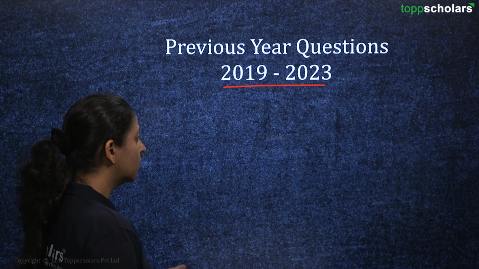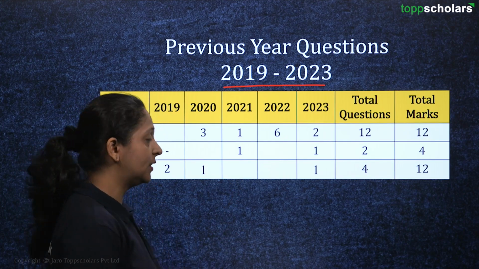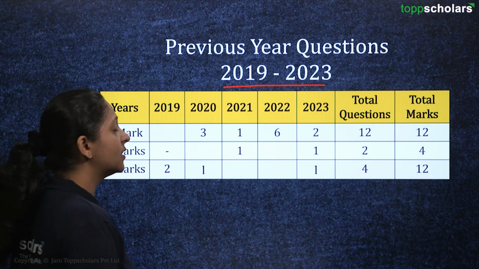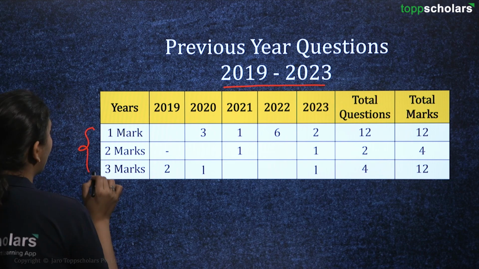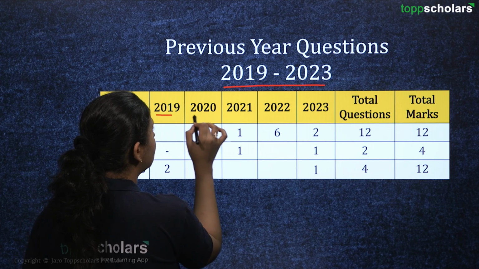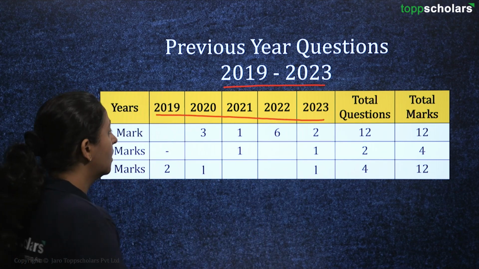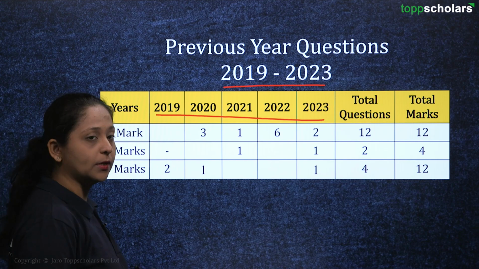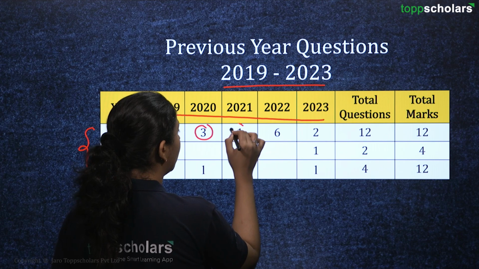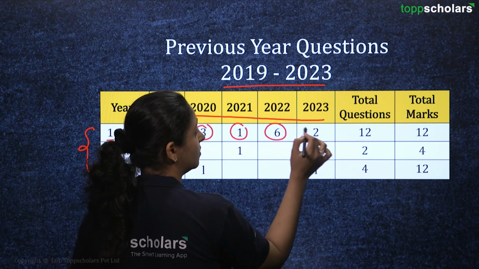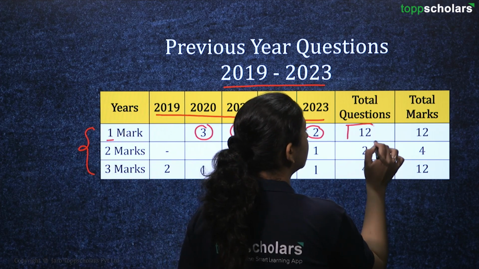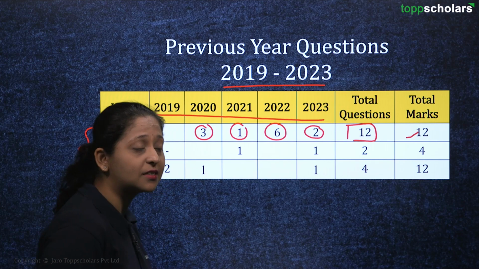First, let us give a look to this particular graph or the table here that we have. As observed, for the last 5 years, we have the questions coming from 1, 2 and 3 marks, right? And we were discussing from 2019 to 2023, correct? First, let us begin with 1 mark questions. So students, you can see in the year 2020, there were 3 questions, 2021 1 question, 2022 6 questions and 2023 2 questions. So total, we have 12 questions from this particular topic giving you 12 marks, right?